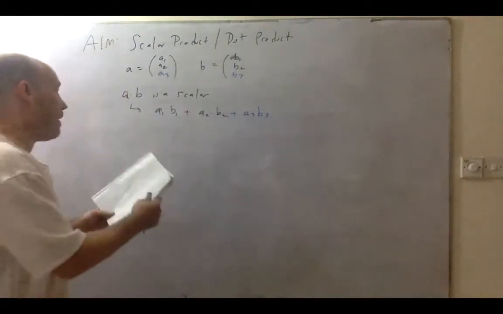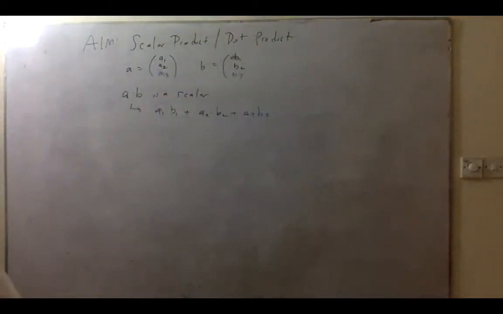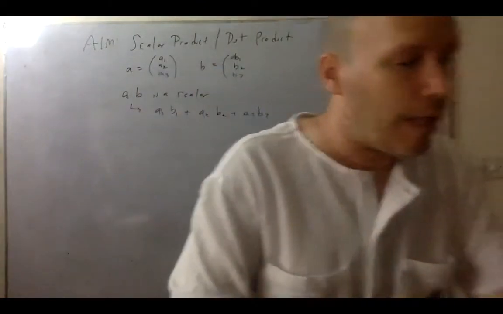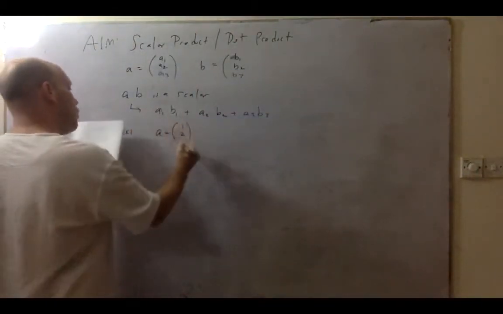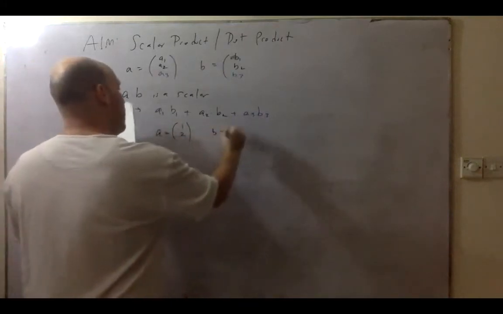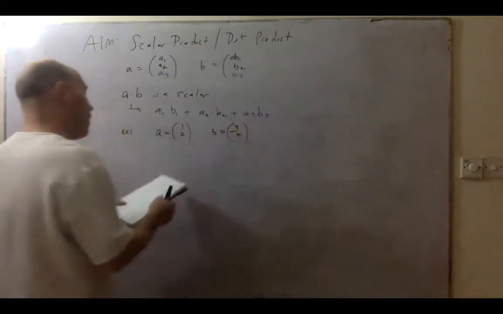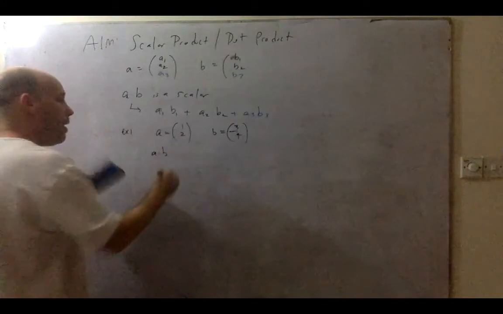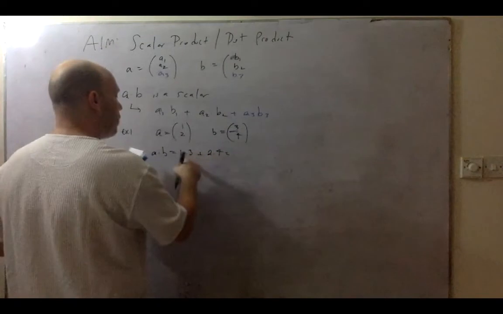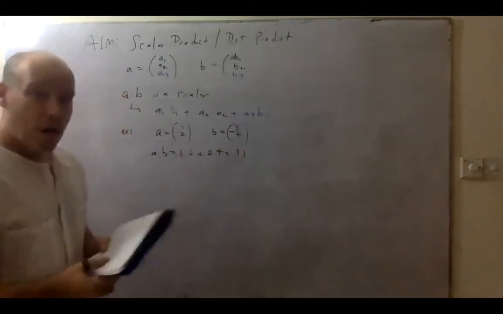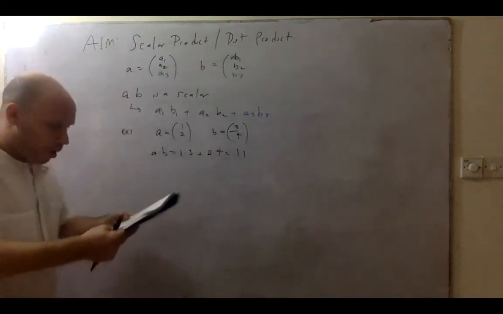So let's just do an example. I want to go back to my blue pen, sorry. Example 1: let A be 1, 2, and let vector B equal 3, 4. Therefore, the dot product is equal to 1 times 3 plus 2 times 4, which is 3 plus 8, or 11. Obviously, this is going to have implications. In this class, it's going to have geometric implications, but let's continue.